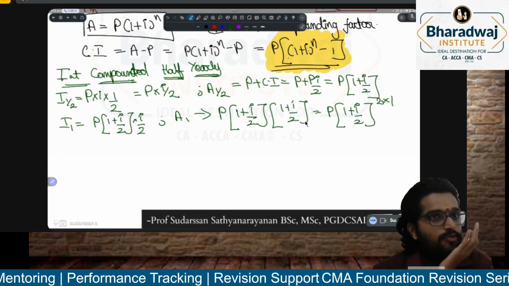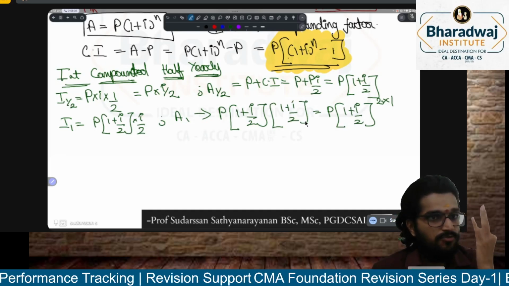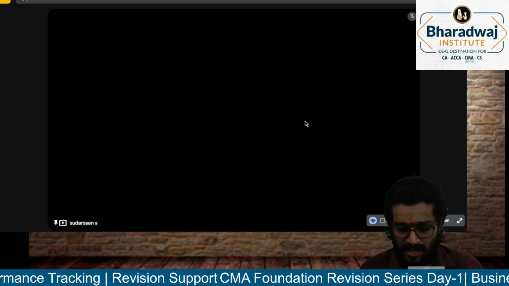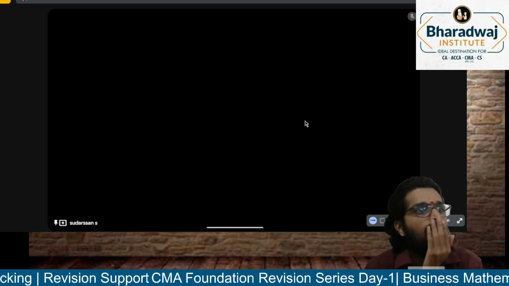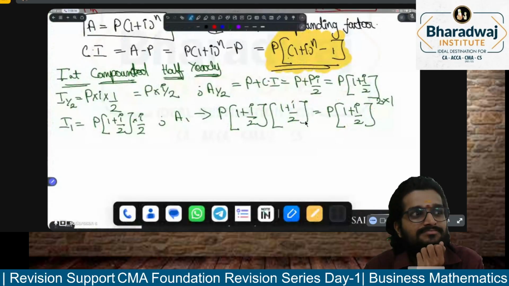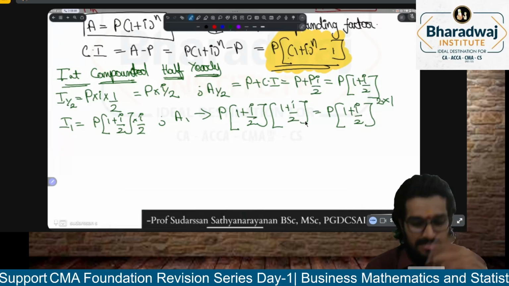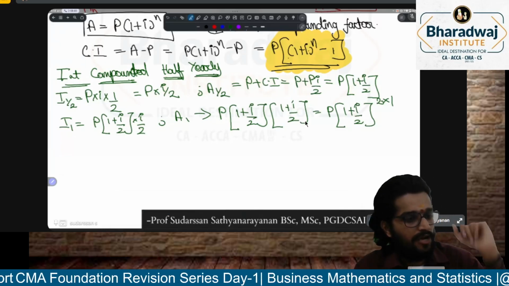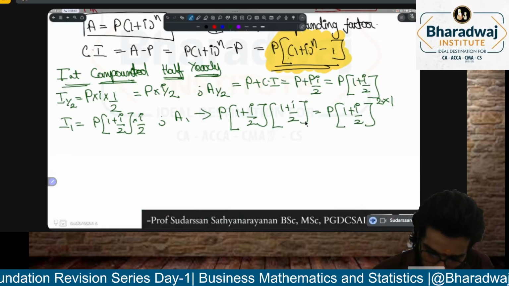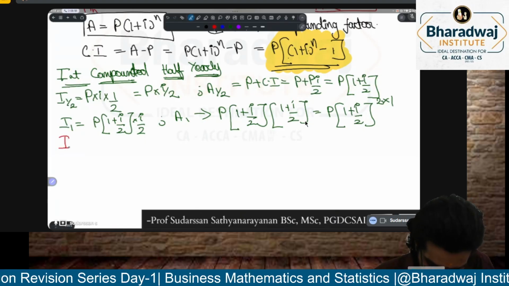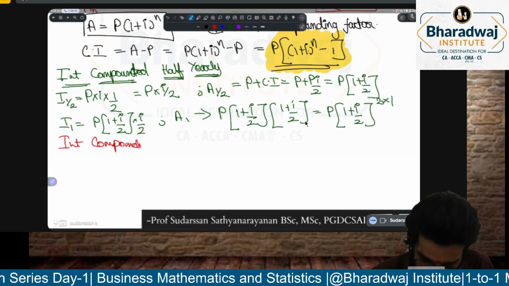This is for interest compounded half yearly. What if for every 3 months the bank is paying you interest? How many quarters do you have? 4 quarters. How many compounding terms do you have? In half yearly, you had 2 compounding terms. When it comes to quarterly, you will have 4 compounding terms. So, interest compounded quarterly.